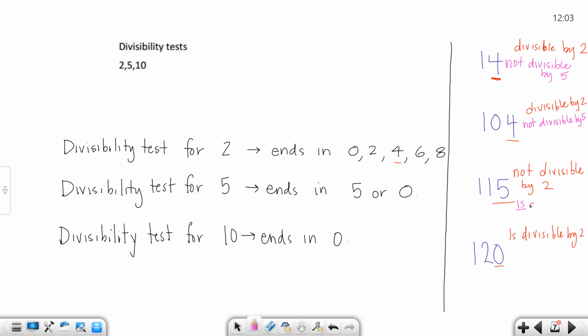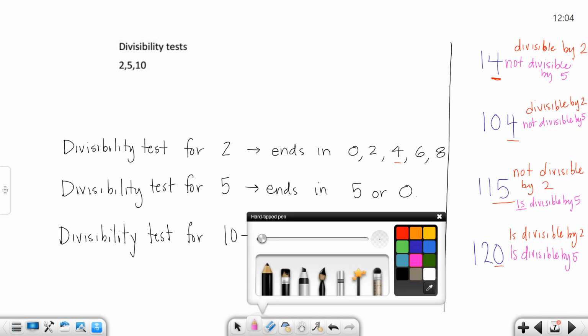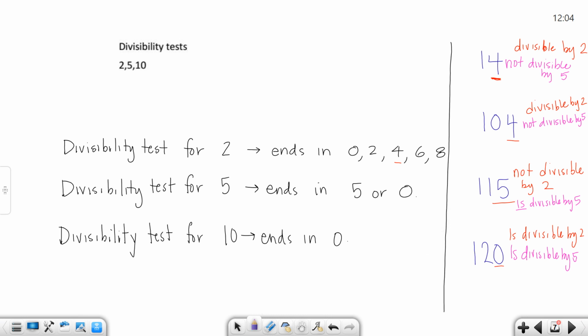This is divisible by 5. This is divisible by 5. And the last two are divisible by 5 because they end in a 5 or a 0. The last one is 10, and 10's easy. 10 says we are divisible by 10 if we end in a 0.